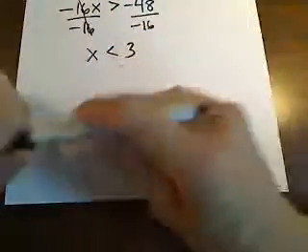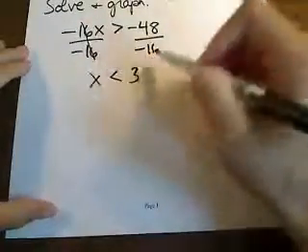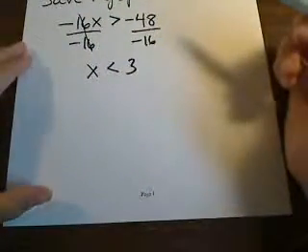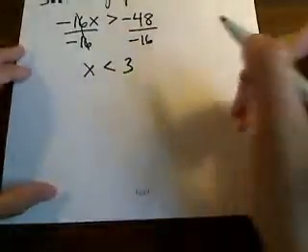The person that asked this question asked why it is that when we divide by a negative, we end up having to flip the sign. And let me just finish the problem and then I'll address that.